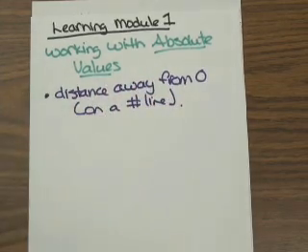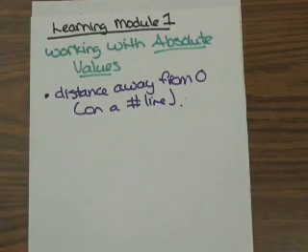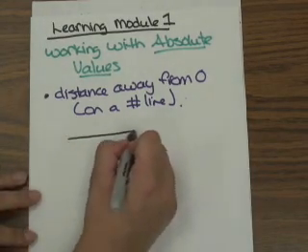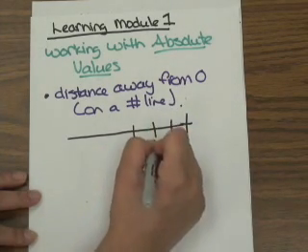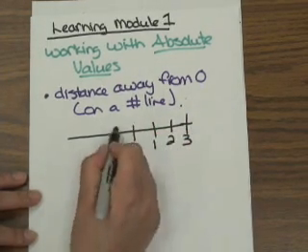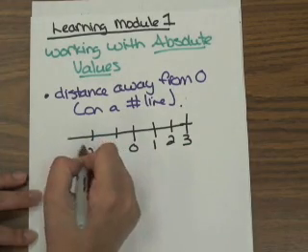So let's draw a number line and get a better idea. Here's a short number line. 0 is always in the middle, and your positive numbers are always to the right: 1, 2, 3. And the negative numbers are always to the left.